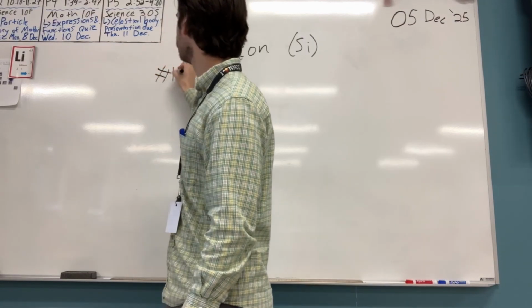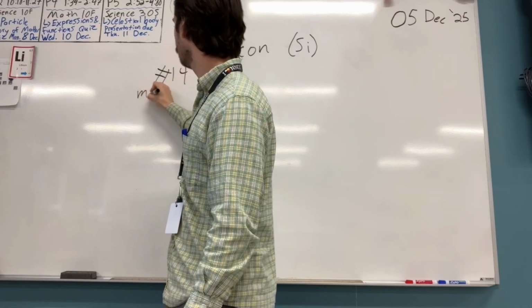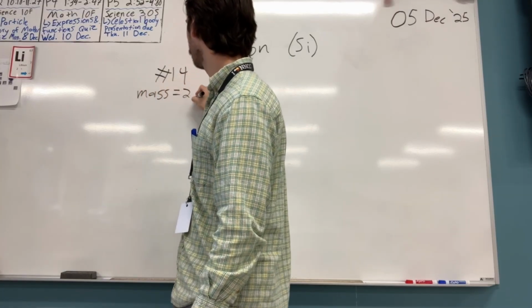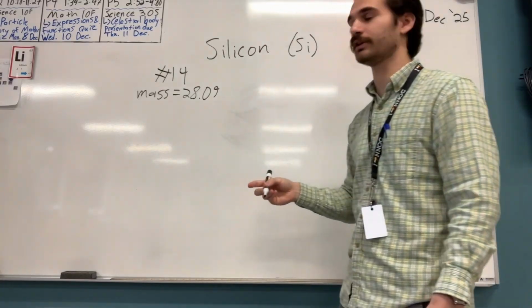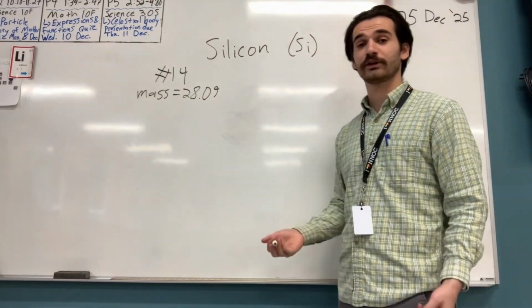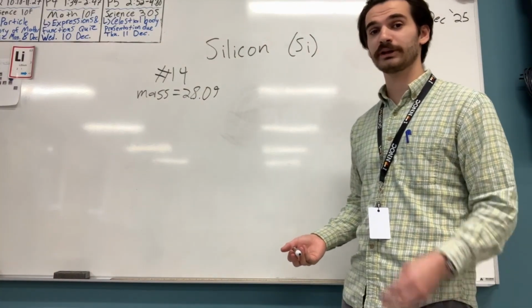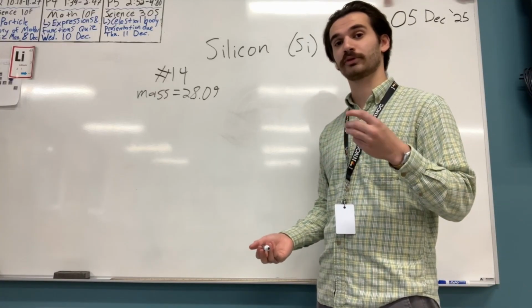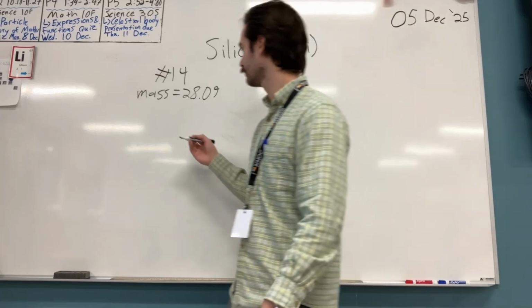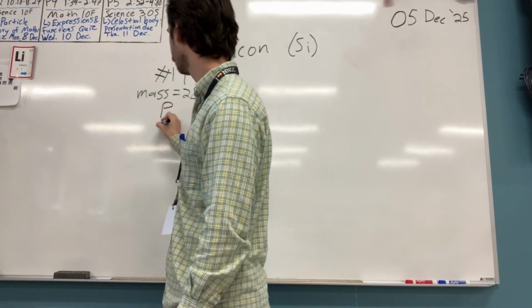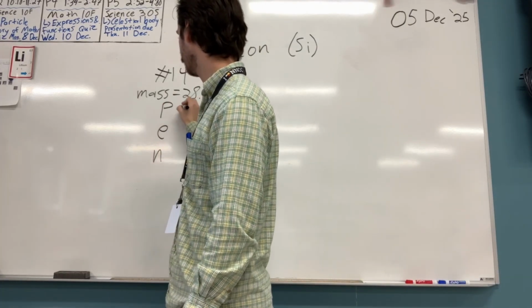So number 14 with a mass of 28.09. And I'm not going to bother writing AMU here, but it's in AMU. Now remember, for a Bohr diagram, we need 3 things. We need the number of protons, the number of electrons, and the number of neutrons. So I'm going to write P, E, and N over here.